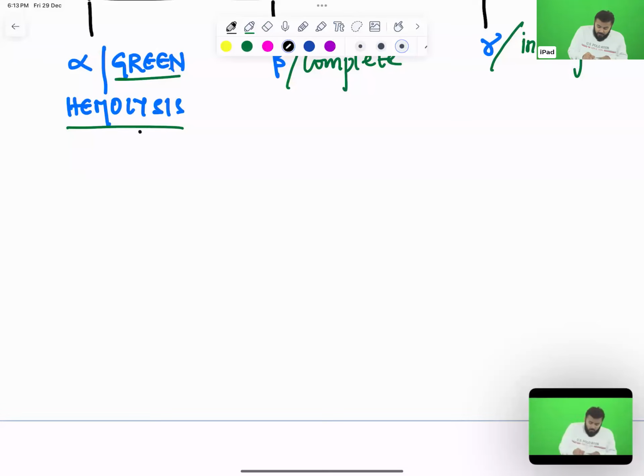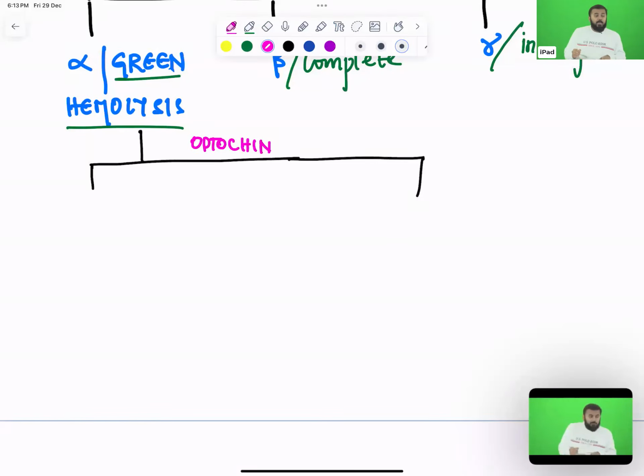Very good. So alpha hemolysis is also divided into two different types, based upon optochin. What is optochin? I told you about bacitracin. You remember yesterday's class? You put a tablet of bacitracin, there is a zone of inhibition, right? So either you put bacitracin or you put optochin, both of them are the same. What is the third one I told you? Bacitracin, optochin, and another one. Novobiocin. Very good, Novobiocin.